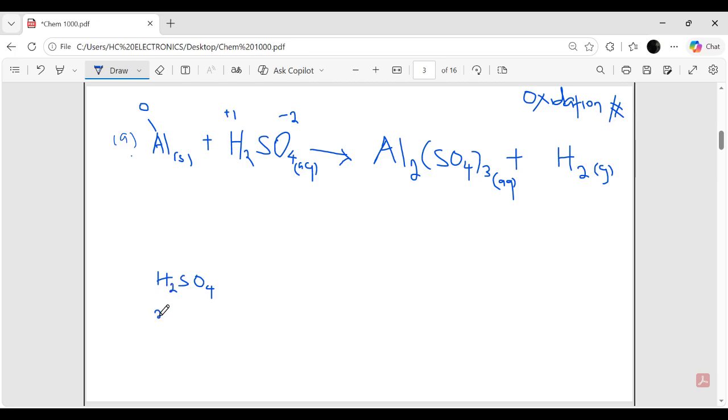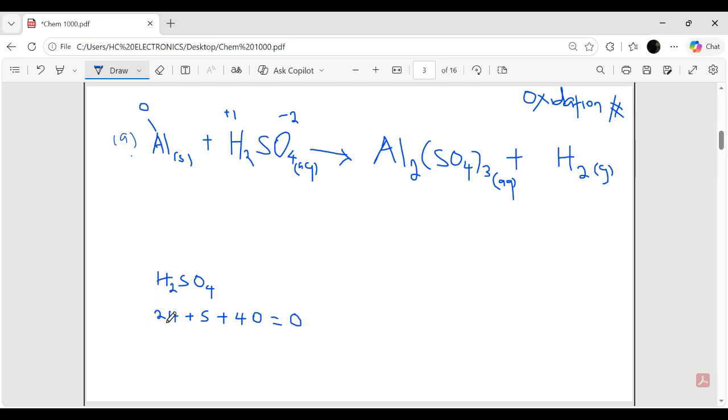So we're going to write 2 hydrogen plus, here you have one sulfur, so plus sulfur, then plus 4 oxygen. Okay, is equal to what? Is equal to what was the power of this entire compound? It was 0.